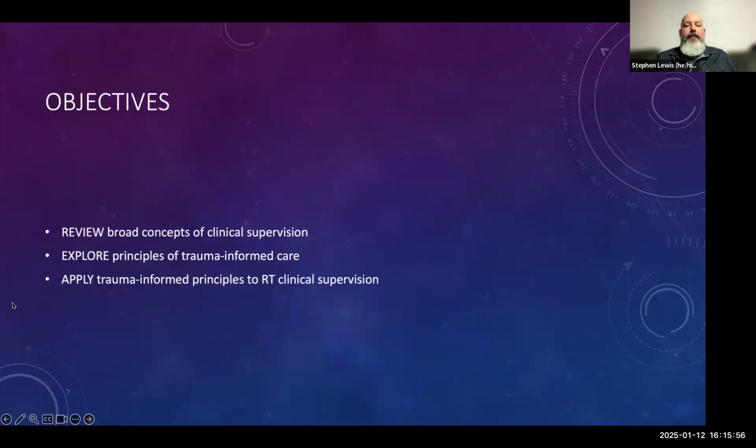And so, in terms of who this is an appropriate session for, I would say anybody at any stage. Now, if you're an expert at trauma-informed clinical supervision, you may not get much out of this because this is going to be more of an overview introduction, so people will be able to identify what areas they would like to go deeper into. But it's really putting all those pieces together and just thinking about how RT clinical supervision can look through a trauma-informed lens.